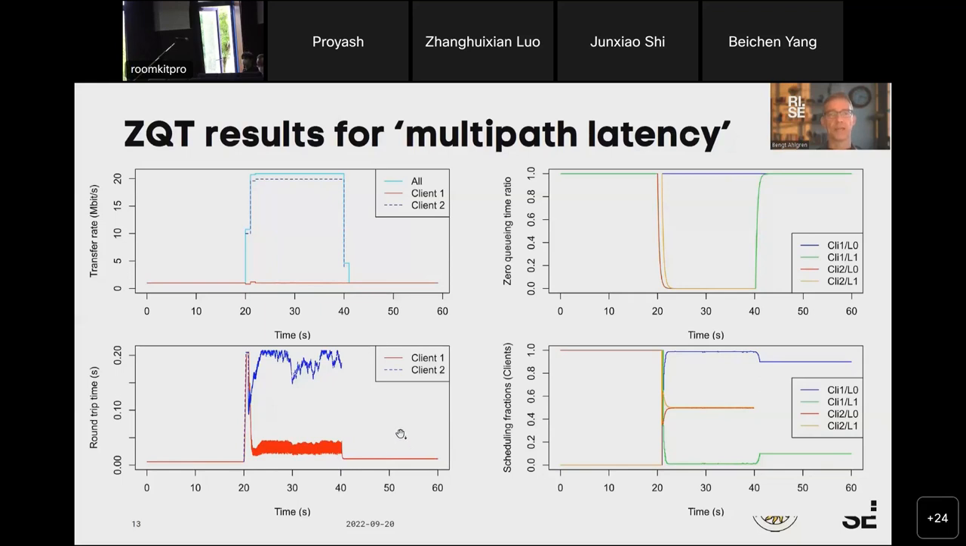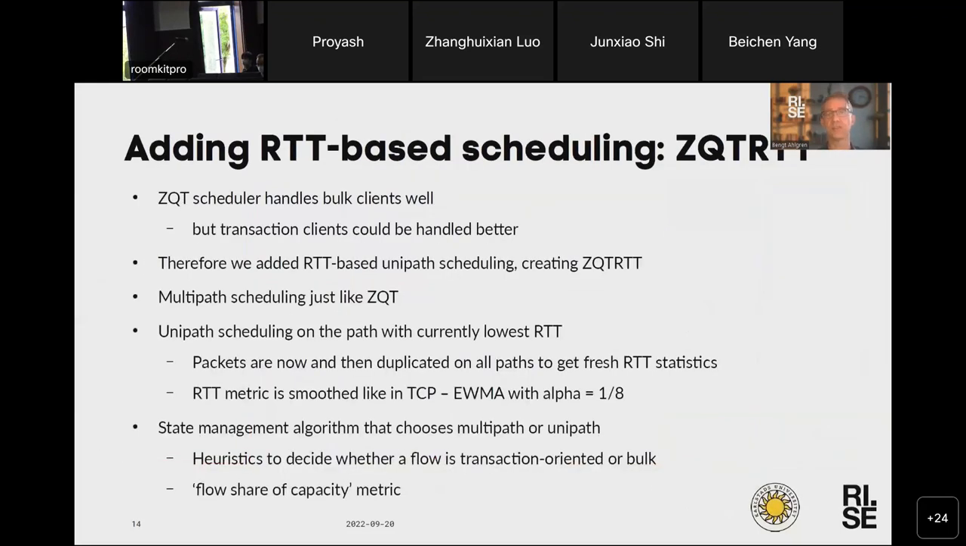So we wanted to handle transaction clients better than this, so we added RTT-based scheduling to design the ZQTRTT scheduler.